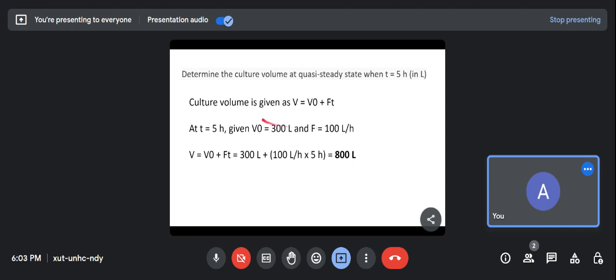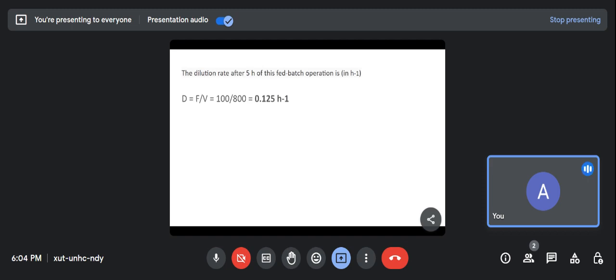If you want to do it using a formula, the final volume is equal to the initial volume plus flow rate into time. So initial volume is 300, flow rate is 100 into time, which is 5 hours, will give you 800. So this is a very easy question. You just have to think about it a little. Since there are no doubts, I will move on to the next question. So you have to find the dilution rate after 5 hours of this fed batch operation. And the answer has to be in per hour.